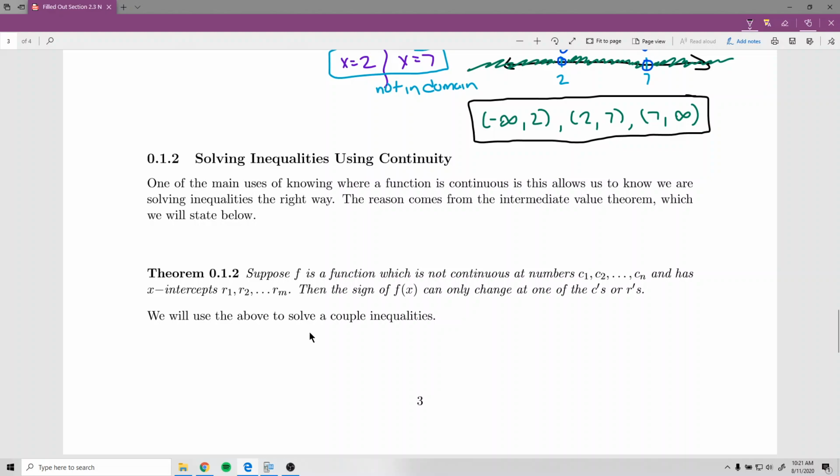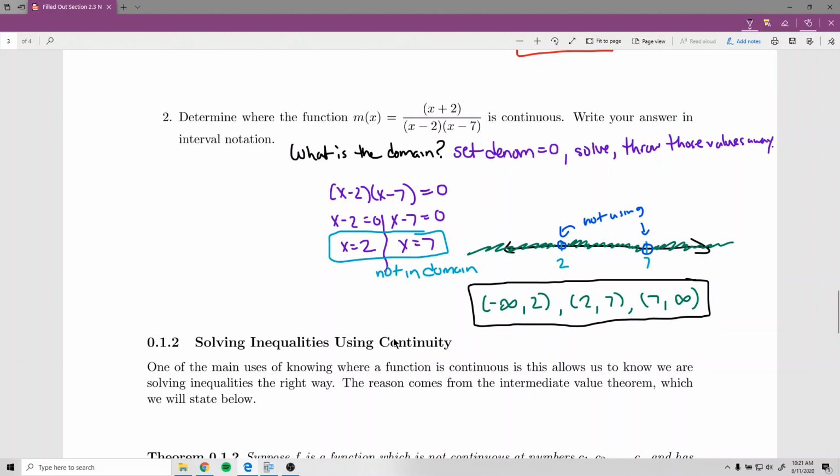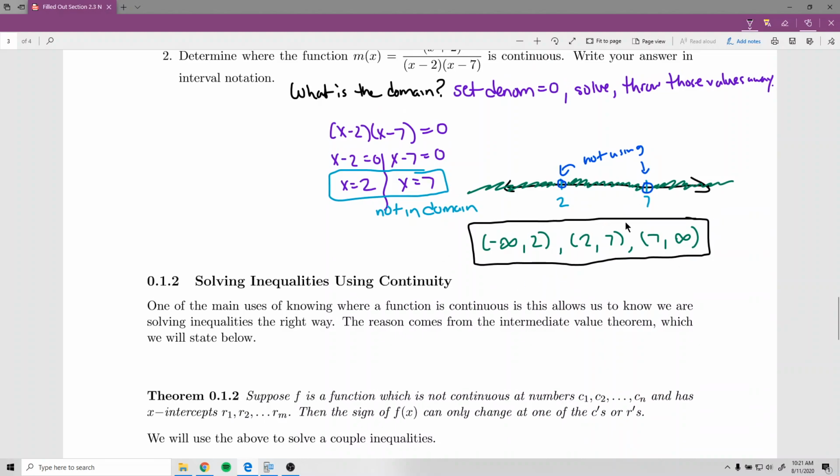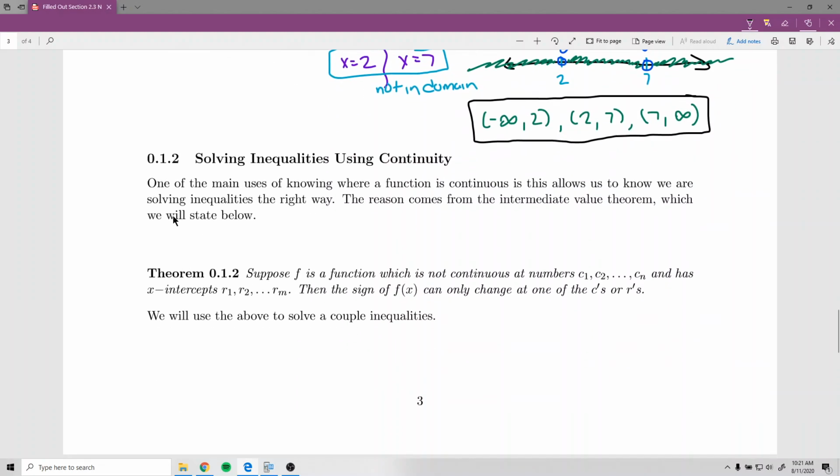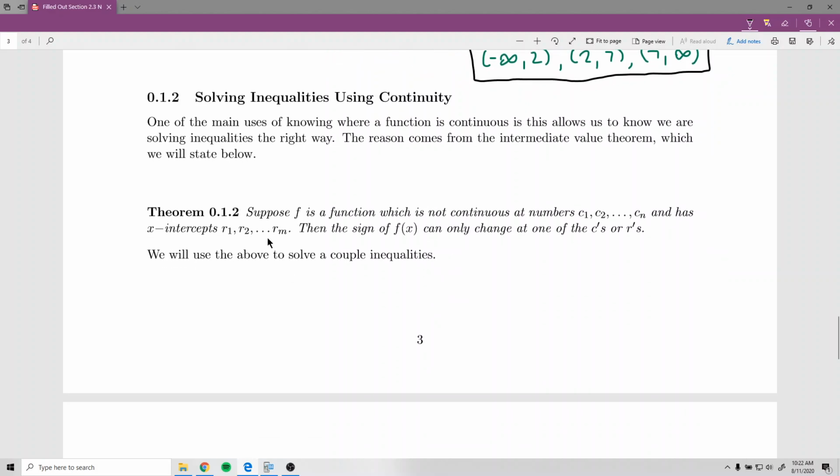One of the main reasons continuity is so important is when you solve inequalities, you look for spots where the function is equal to 0 or it's not continuous. All right, so let's go ahead and read it. One of the main uses of knowing where a function is continuous is this allows you to know we are solving inequalities the right way. The reason comes from the intermediate value theorem, which we will state below. All right, it's kind of confusing to read. I'm just going to read it. If you don't want to write it down, I'll summarize it as we work through the problems.